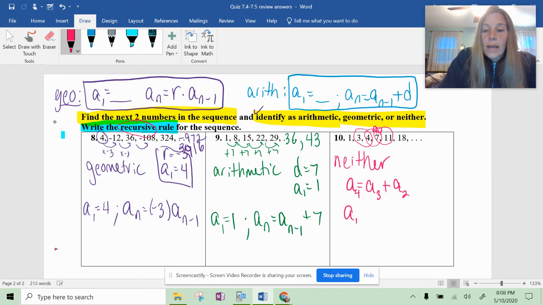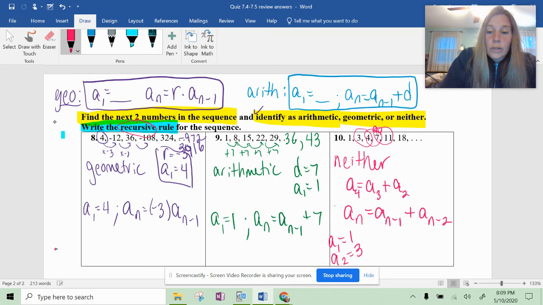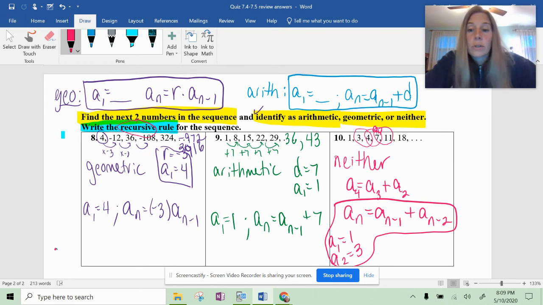So for any a sub n, I need to take a sub n minus 1 and add it to a sub n minus 2. And you would also need to include that a sub 1, which is 1, and the a sub 2 here, which is 3. So you would need all of this to make that a complete recursive rule. If you use an n minus 1, you need to have a sub 1. If you use an n minus 2, you need to have an a sub 2 given to you so that you would be able to start with something to use that rule to create a sequence.